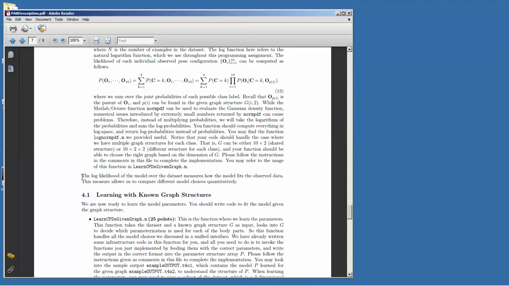I actually want to read this, and I want to make sure this is well understood. So the log likelihood of the model or the data set measures how the model fits the observed data. So this measure allows us to compare different model choices quantitatively. So that's the whole point of this function, why this whole compute log likelihood. You're trying to do this so that you can properly evaluate different models. For example, in this case, naive Bayes model versus more realistic model where the joints have parents.